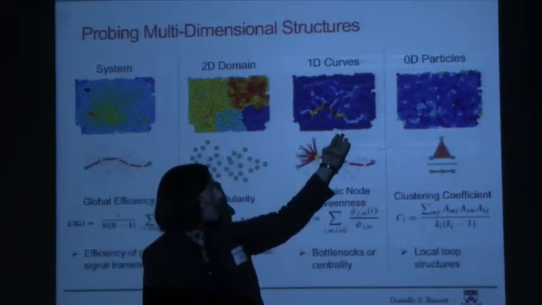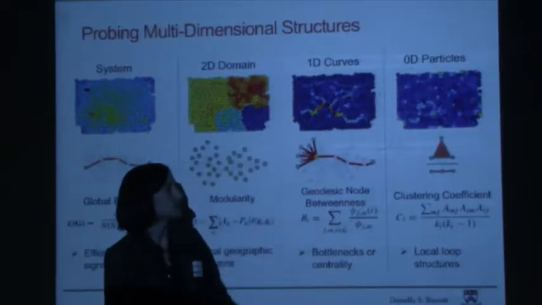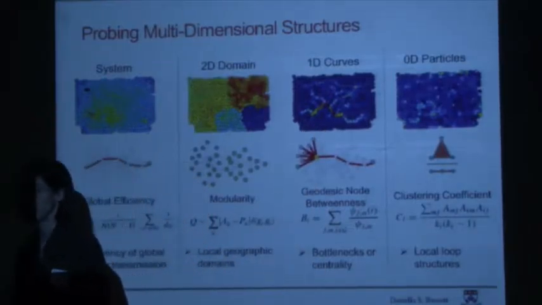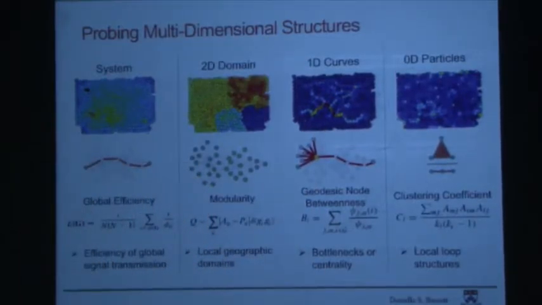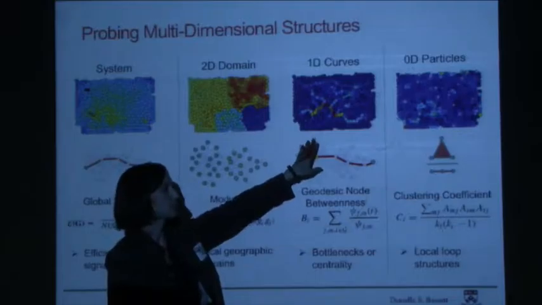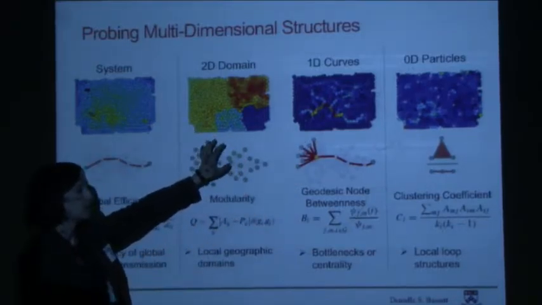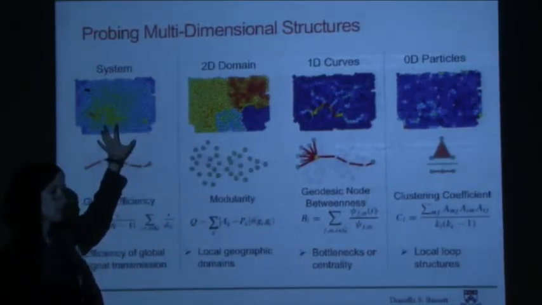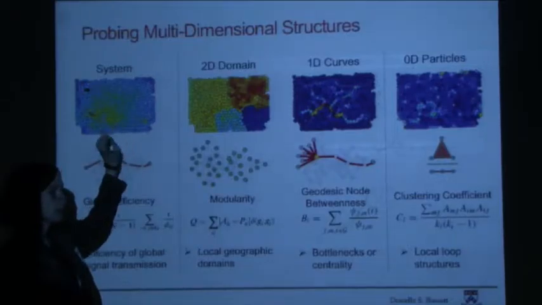And we can plot that out in the two-dimensional space, and we can see these one-dimensional curves. These are particles where a lot of shortest paths throughout the network have to pass through. And we can see that captures a different dimensional structure than the modularity or than this system-wide measurement.